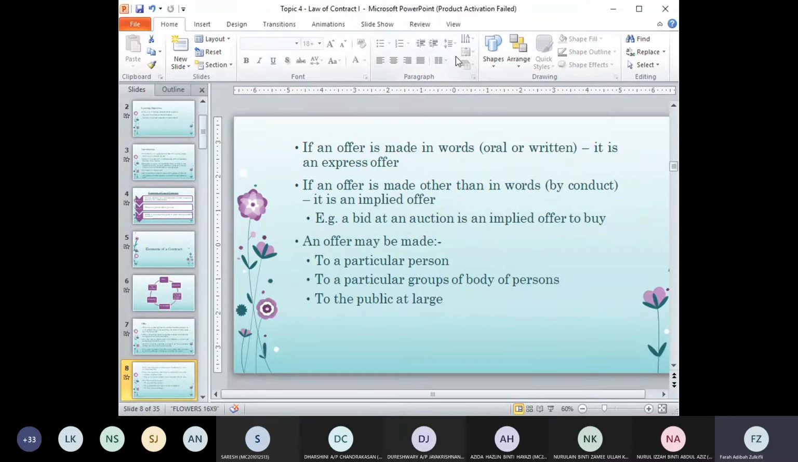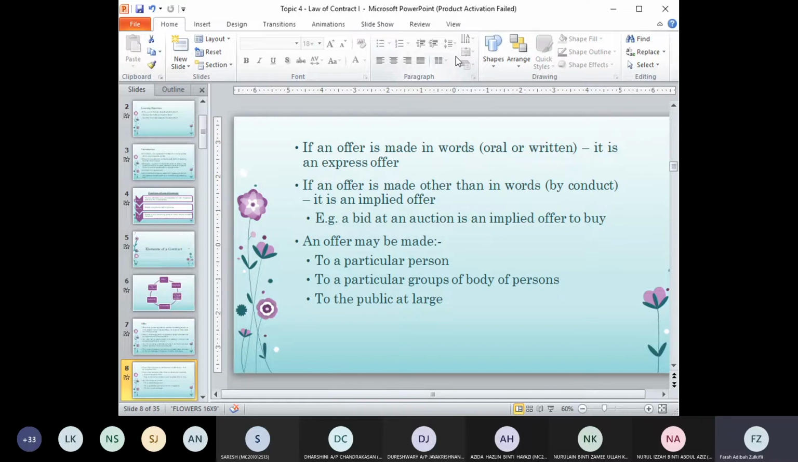Okay. So if an offer is made in words, so if the offer is an oral offer, you call someone and say, hey, I want to sell you something, or, hey, I want to offer you a job, that is an offer made in words. Or for example, when you send an email or a letter to someone else, it is an offer made in words. So it is what we call an express offer. But if the offer is not made in words, it is made by conduct, so it is an implied offer.